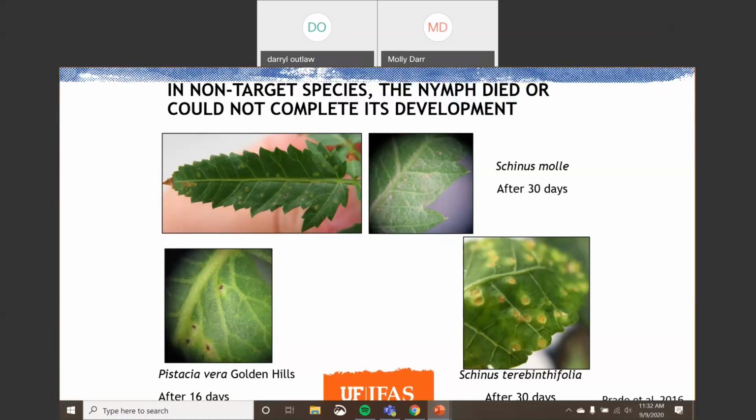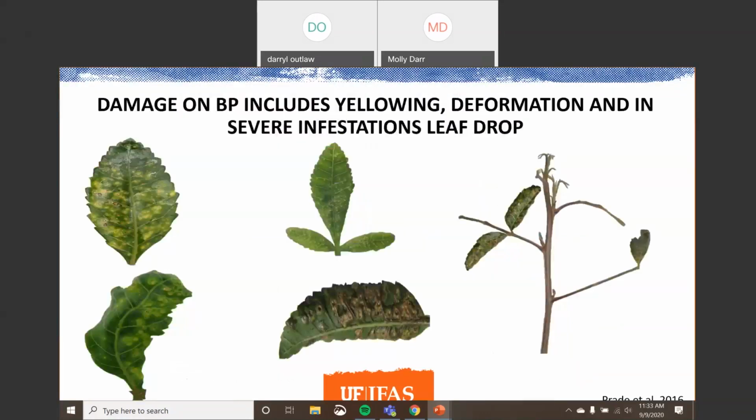So this causes yellowing of the leaves. The leaves are often deformed. And in severe infestations, you do get leaf drop. We all know that the leaves are, of course, the powerhouses of the plant. And so once those leaves drop, you're really going to decrease the amount of growth that that plant can do. All right, next, Molly.